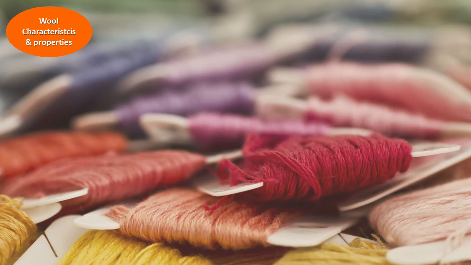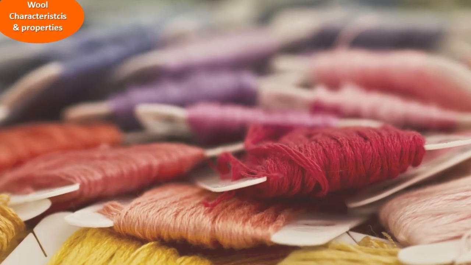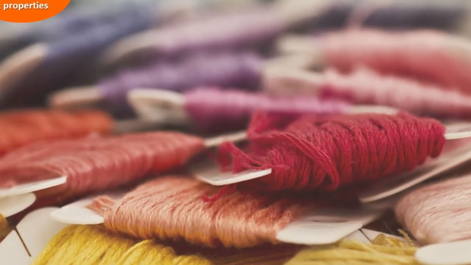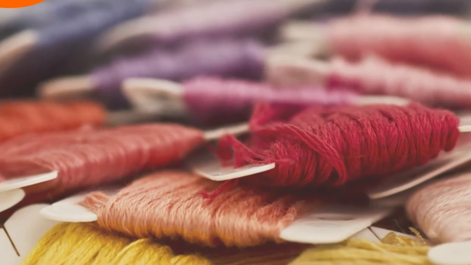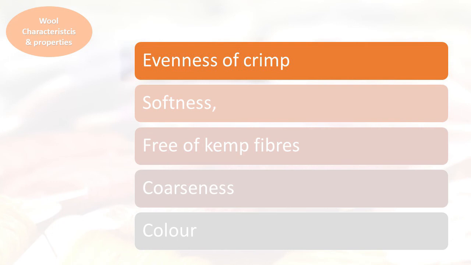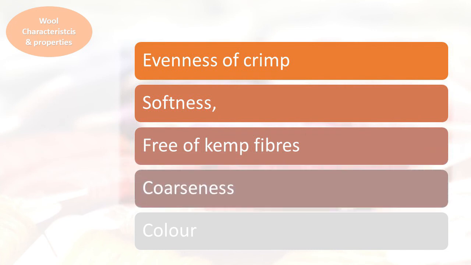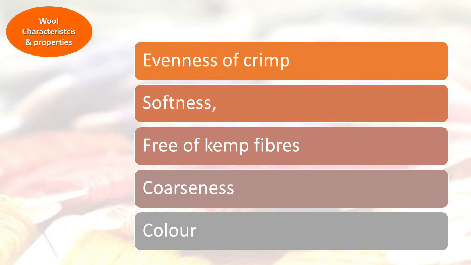Wool varies from the superfine merino to coarse hairy wools. The superfine merino wool produces a fiber similar to cashmere, which is a very high luster fiber. Quality of raw wool depends on evenness of crimp in wool, softness, being free of kemp, and coarse and colored fibers. Quality plays an important role in determining the fineness. The finer the fiber, the better the quality of the wool. Quality can be classified as either good, average or poor.